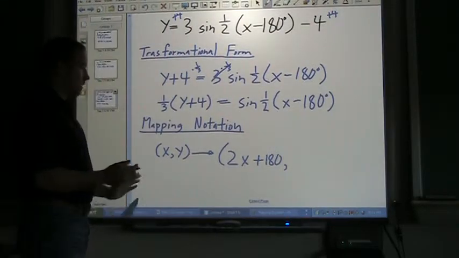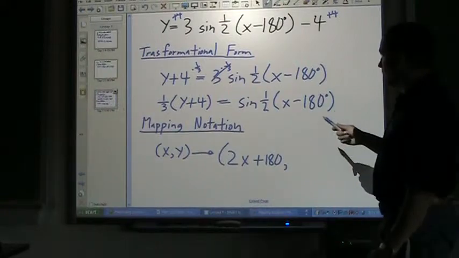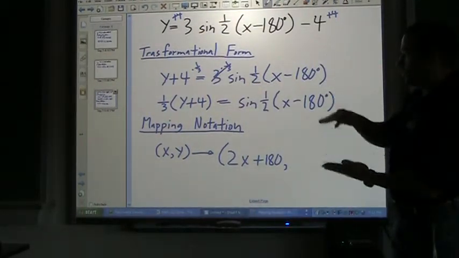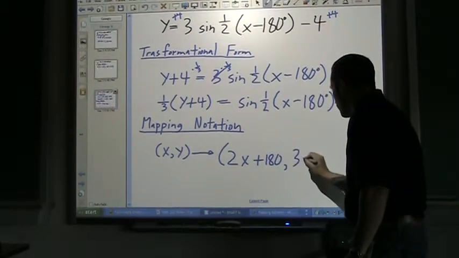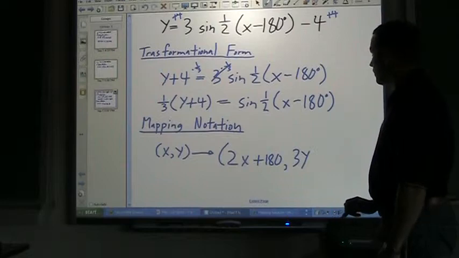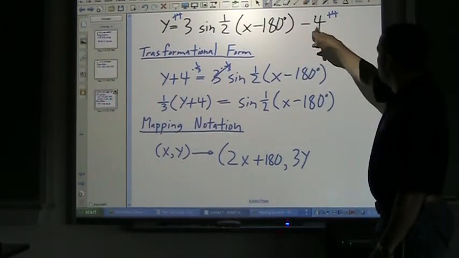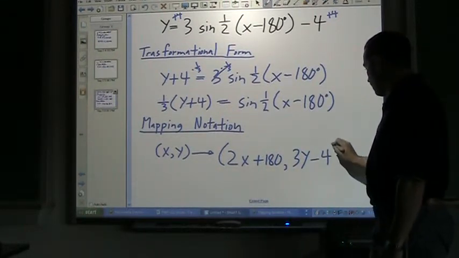Now we talk about the y direction. In the y, there's the number that affects my amplitude, the vertical amount that it goes up or down. So that's a 3, so I say it's 3y. And then have I moved my entire graph up or down? I've moved it down 4, so that's a minus 4. And we're done.